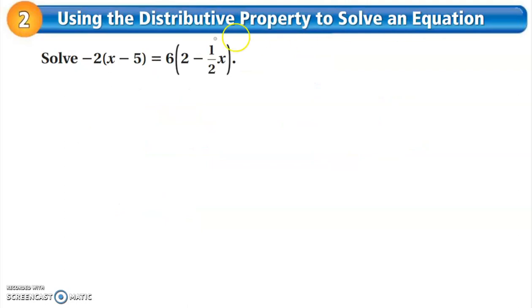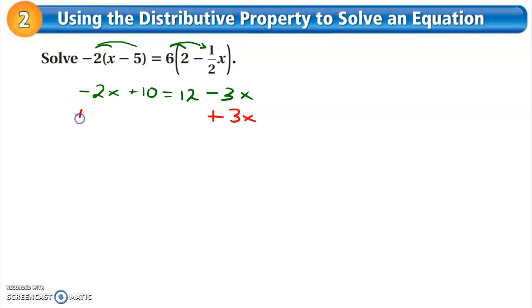Okay, using distributive property, remember our first steps, get rid of parentheses, combine like terms. Distributive property, I'm going to do negative 2x, negative 2 times negative 5 is positive 10, equals 6 times 2 is 12. 6 times negative 1/2. 6 times a half is 3, so negative 3x. Now we have variable terms on each side. Again, I suggest eliminating the smaller one if it makes sense, unless the other one's by itself. So add 3x to both sides.